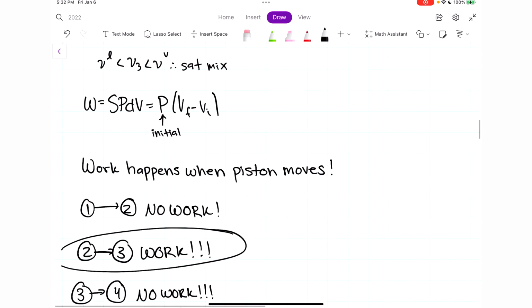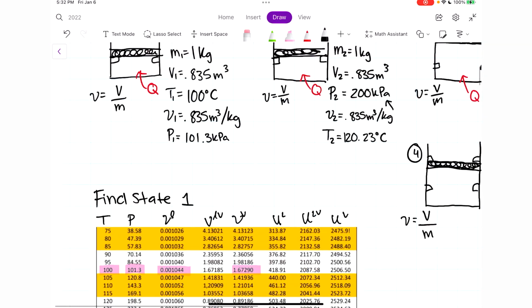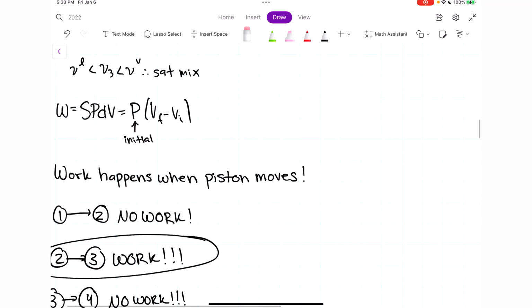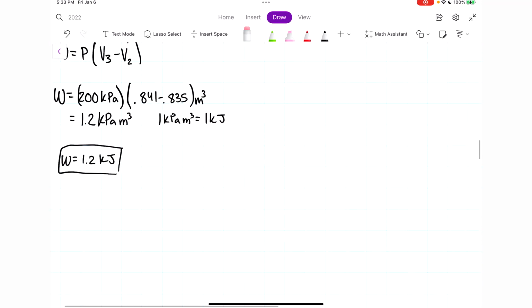In our next video, we're going to find out the amount of heat added into the system, right? So we're going to go ahead and find that Q. And for that, we're going to need the first law of thermodynamics for a closed system. But that's it for this video.